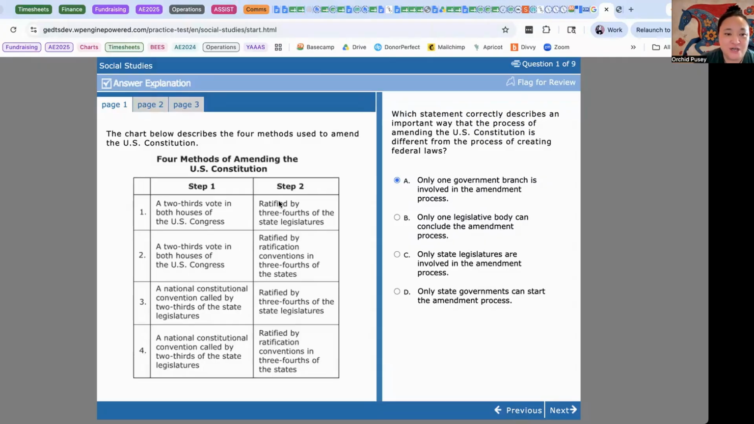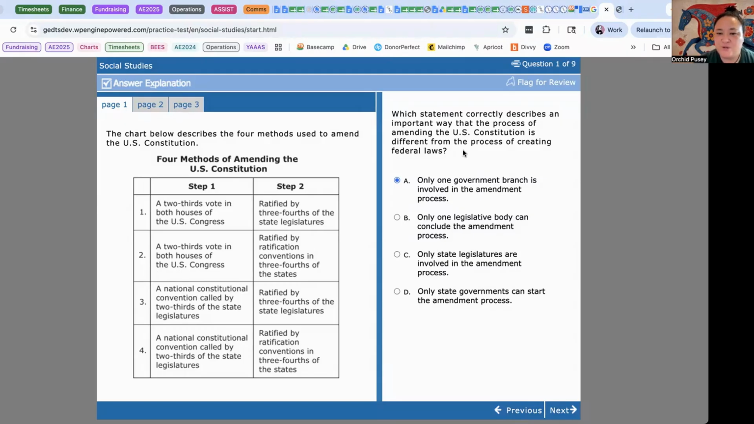So this should look a little familiar if you saw the video right before this one. On the left is the information that we're supposed to read and understand. And then on the right is the question. Sometimes you might want to read the question first so you know what to pay attention to.